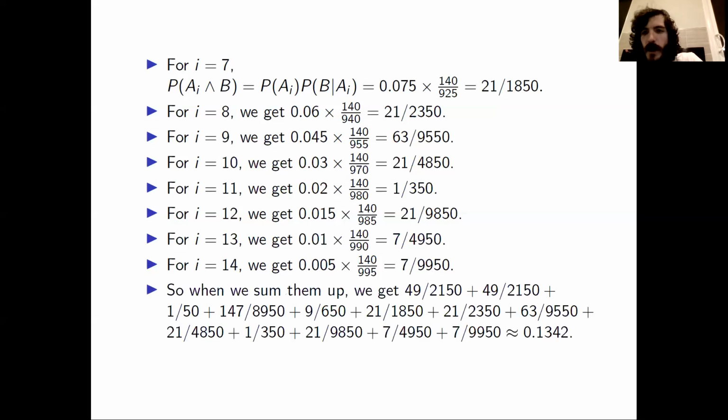And now all we have to do is add up these probabilities. So when we add all of them up, we get a number that is approximately 0.1342. So we can say there's about a 13.42% chance that the worst ranked team gets the second pick in the NBA draft.